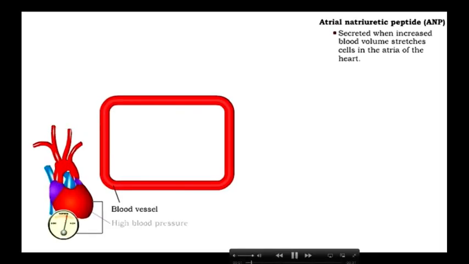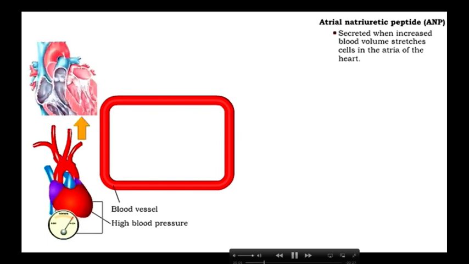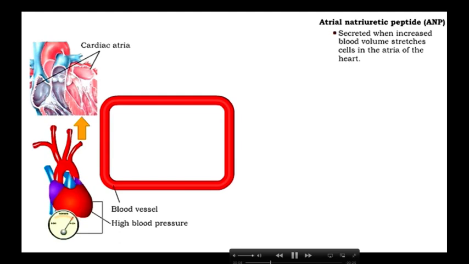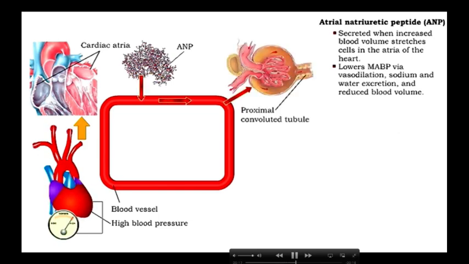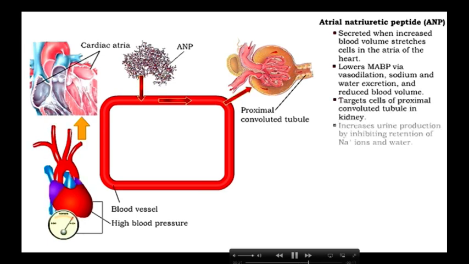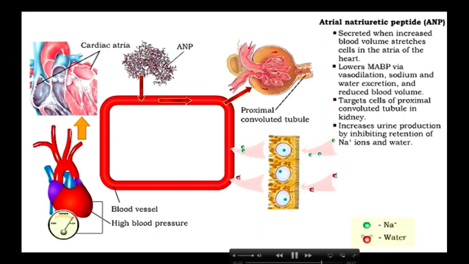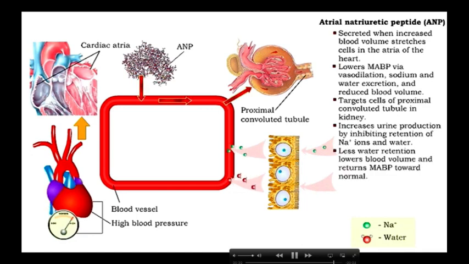ANP has the opposite regulating effect to the RAA system and ADH. It helps bring high levels of blood pressure and blood sodium down. When high blood volume stretches cells in the atria of the heart, ANP is secreted and targets cells in the kidneys. The hormone inhibits sodium and water retention. Blood volume lowers as more sodium and water is lost in urine. Blood pressure and blood sodium are lowered toward normal.